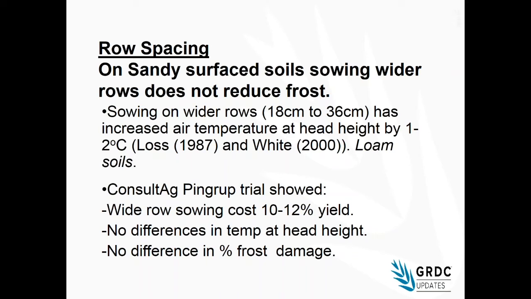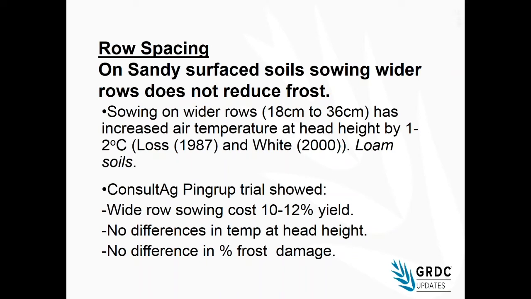What we found was every year we had a 10 to 12% yield loss. This is double row spacing: it was a 10-inch air seeder, and we went to 20-inch. Often at this time there were a lot of 8-inch spacings, so we're going from 8 to 16 inches. We found that 10 to 12% yield loss in the presence and in the absence of frost. We couldn't get a temperature difference at head height, and we couldn't measure a difference in frost damage.